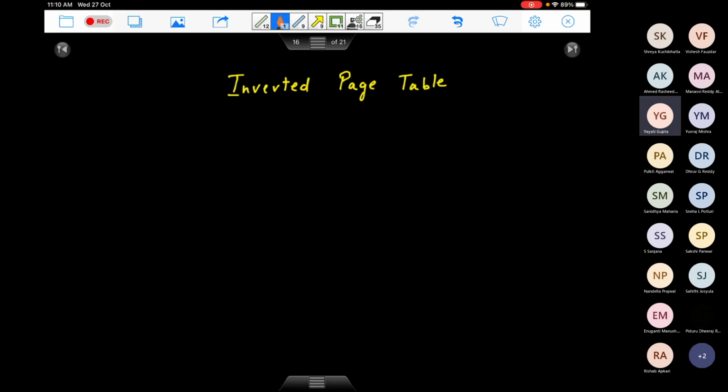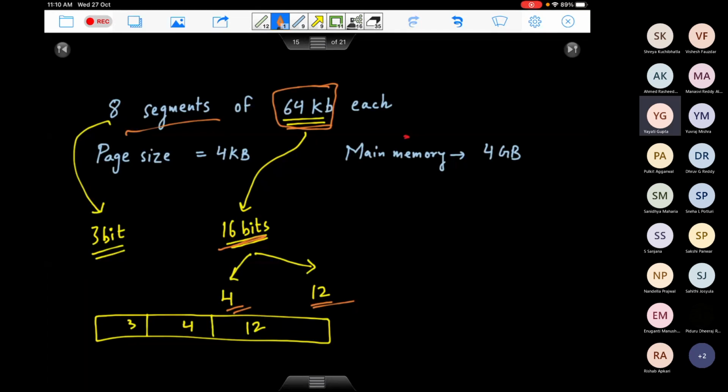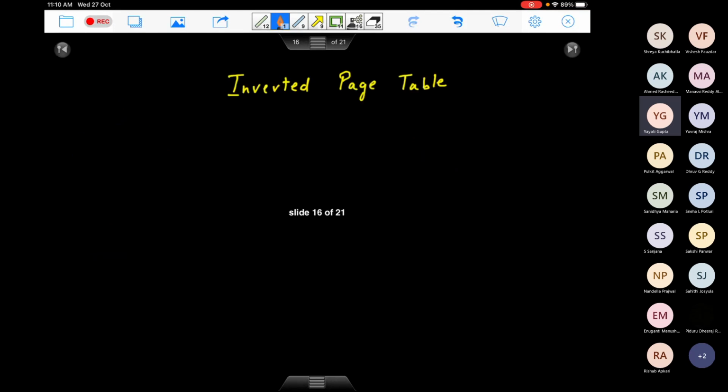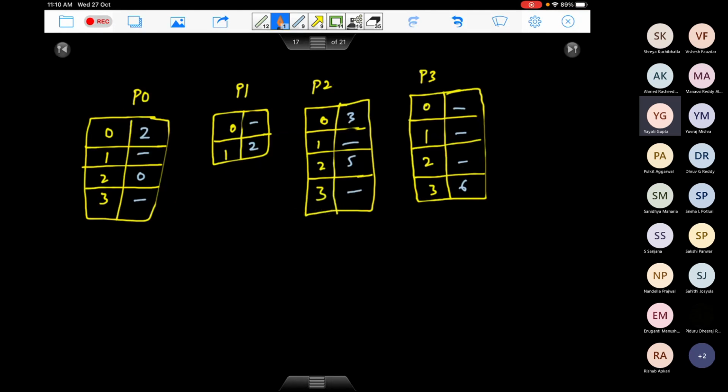Now, is there any other way we can reduce the size of the page table? There is one more popular way to reduce the size of the entire page table. See, the idea was whenever you look at these page tables, there are a whole lot of pages which are not mapped to any particular frame. And the problem is you have entries for all these pages in your page table.